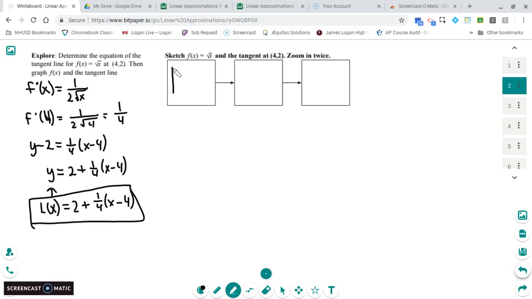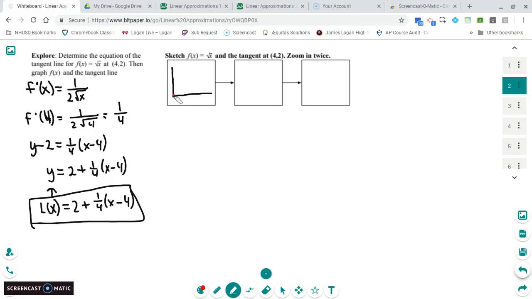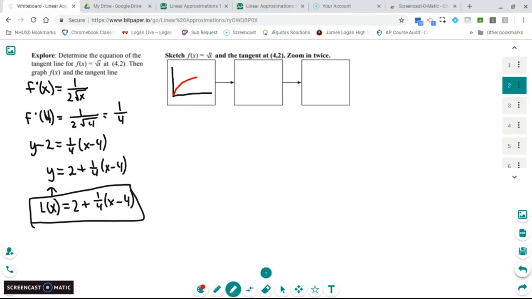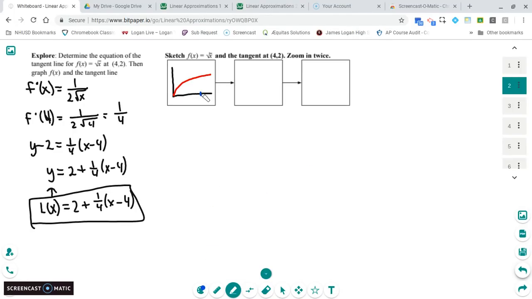So here's the graph, and maybe I'll give it some color. So here's the square root function. And then I'm going to plot (4, 2). And then I draw the tangent line at that point. Oops, there we go. Fix that a little bit. Okay, so there's my tangent line.